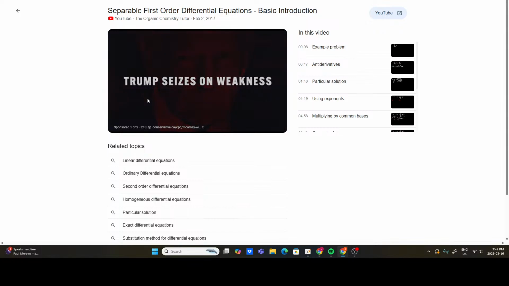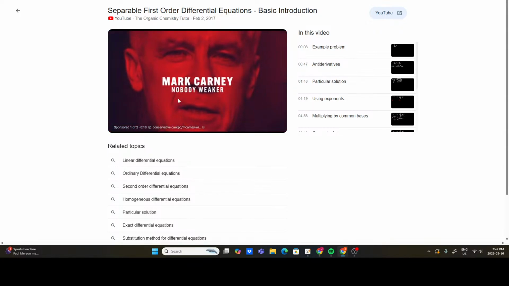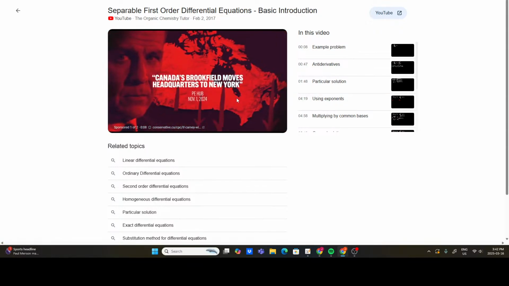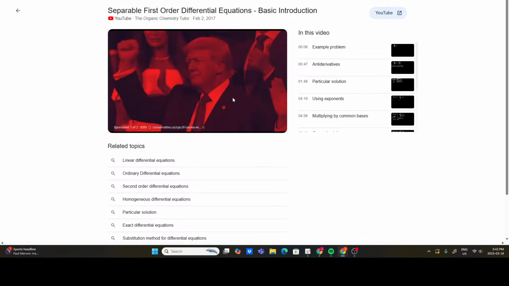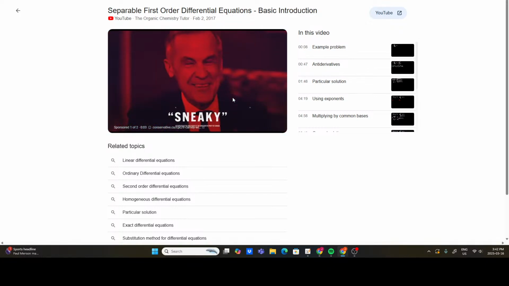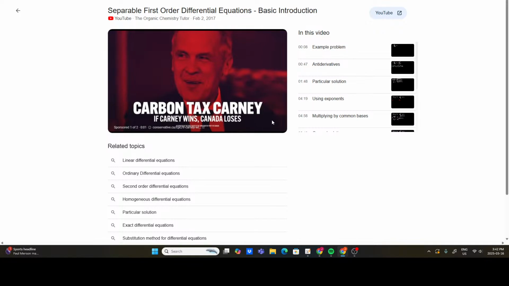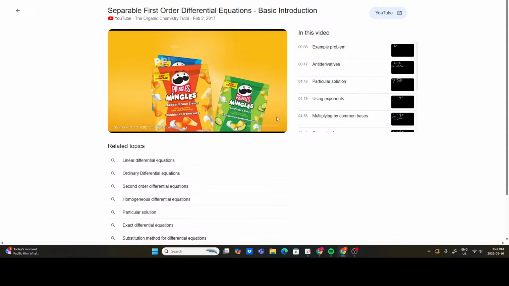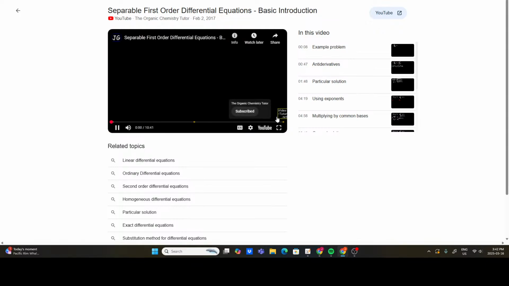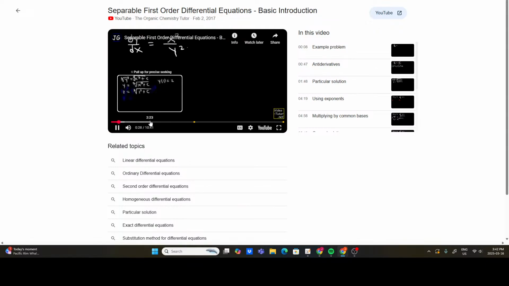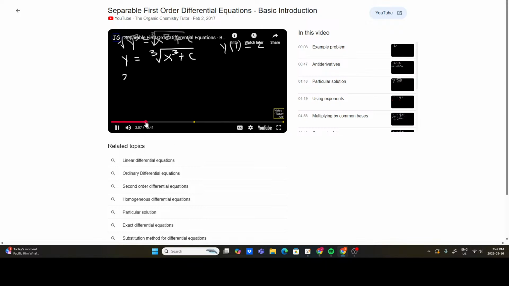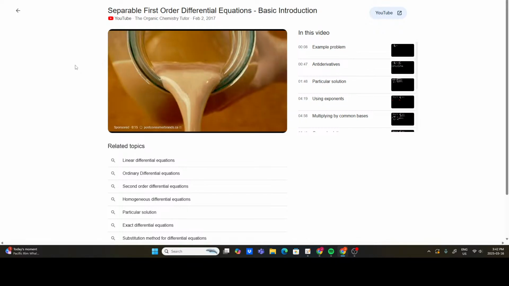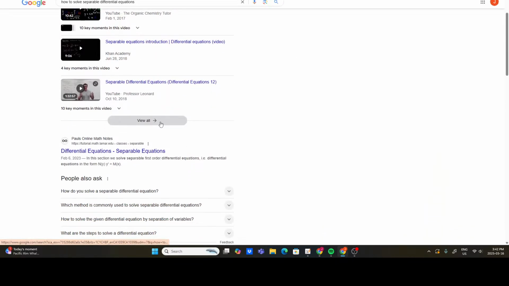Trump seizes on weakness, and nobody's weaker than Mark Carney. Carney sold out Canada when he moved his company's headquarters to New York, giving Canadian jobs to America. If Carney wins, Canada loses. New Pringles Mingles. Airy and crispy. Try new Pringles Mingles. Introducing new. So many advertisements.